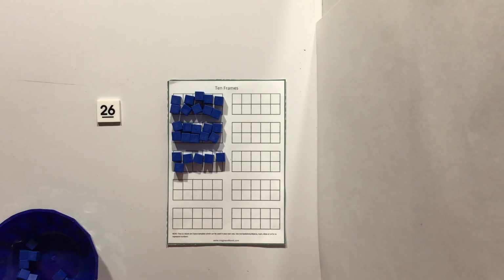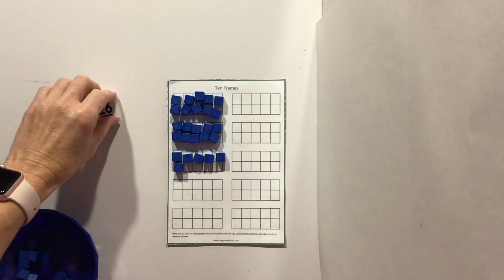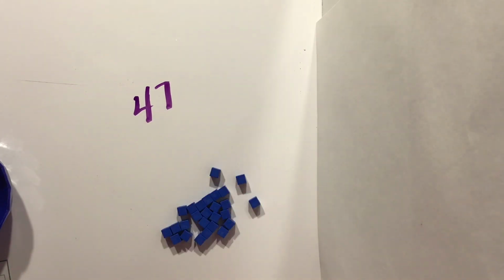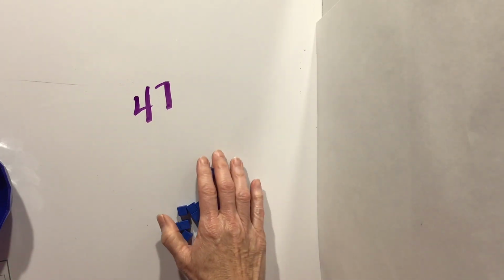Then another task will be to simply say a numeral and ask the student to represent. So you may say 47 and ask the student to write 47 and then represent it. A good tip is to ask them to represent without 10 frames available. And hopefully they will make the connection.